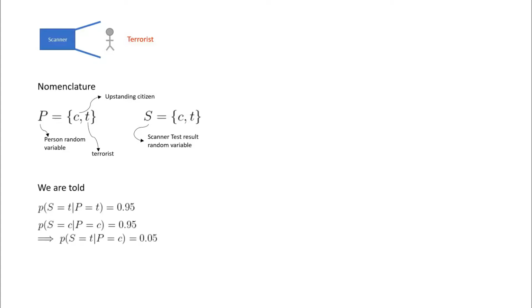That's quite risky. Okay, we are finally told that in this plane there are 100 people and there is exactly one person who is a terrorist. So the probability that a person P is equal to T, a terrorist, is 0.01.